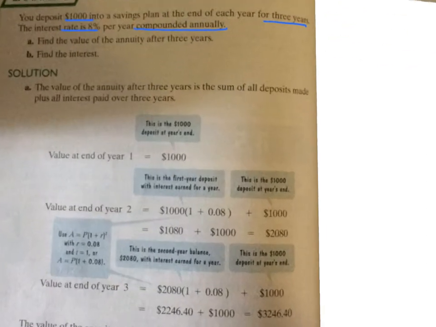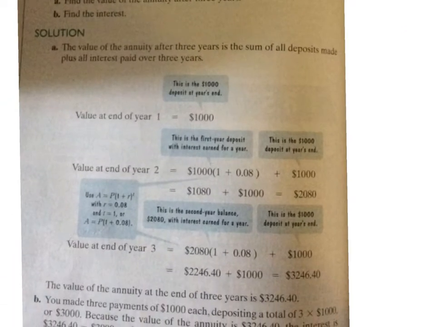So a couple of things I want to explain here. You have the value at each year, so the value at the end of year 1, year 2, and year 3. And you obviously start off with $1,000. This is the first deposit, with interest earned for a year.